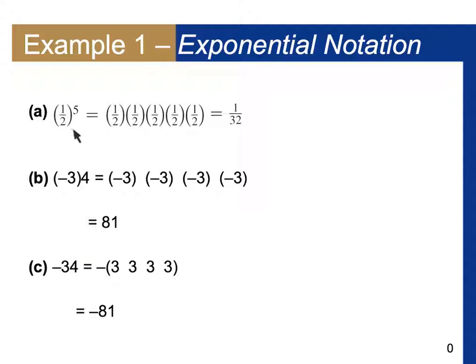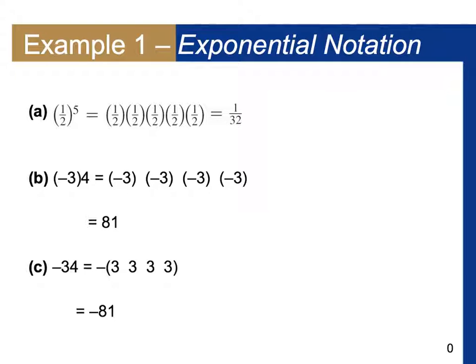Here are some quick examples. Here our base is 1/2, which we call a rational base, because it's a ratio of integers. And we have 1/2 to the fifth, which means we're multiplying 1/2 five times, which is 1/32.